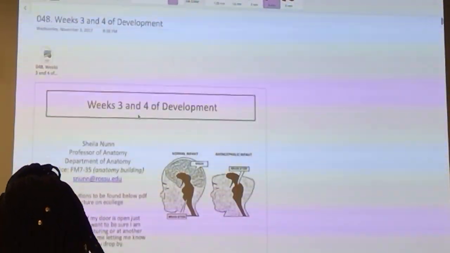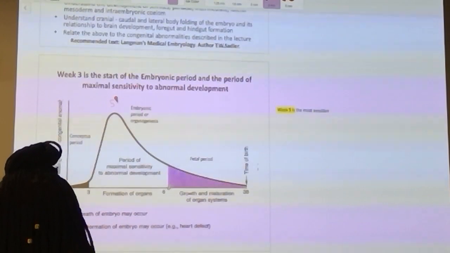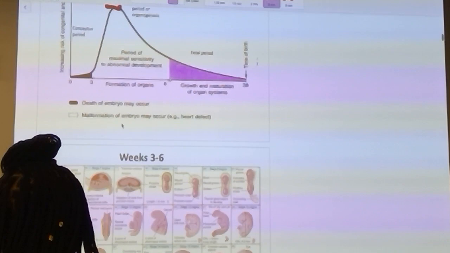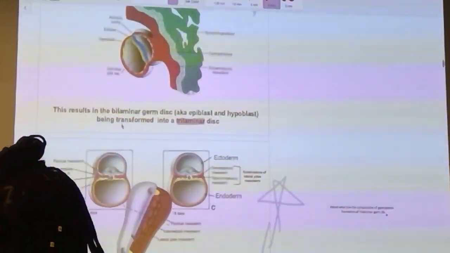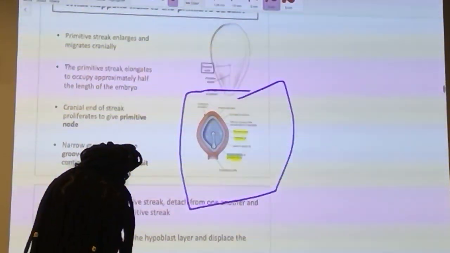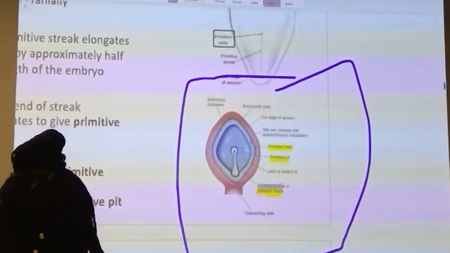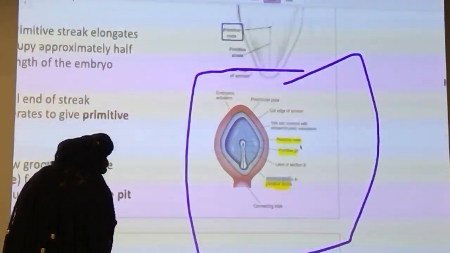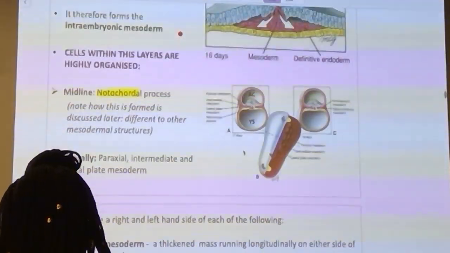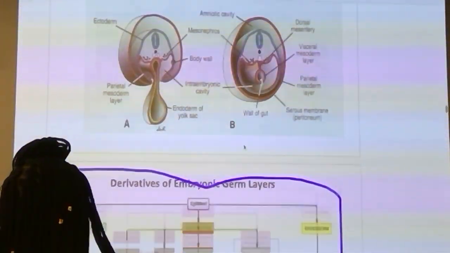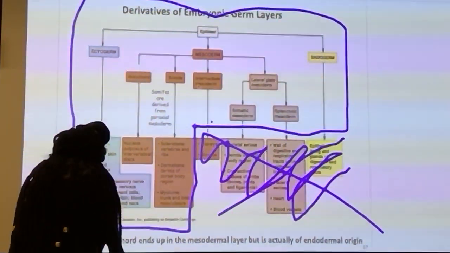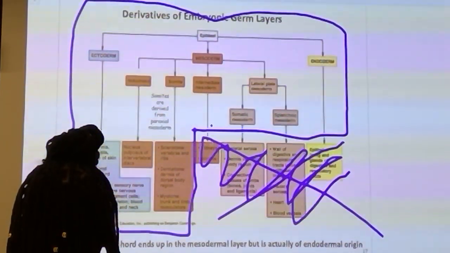Okay, weeks 3 and 4. I forgot to mention week 5 is the most sensitive. Okay, so make sure you're able to label this picture. Just whatever I highlighted, make sure you're able to label it. And then this is just a summary of what you have to know. So just know what I did not cross out.